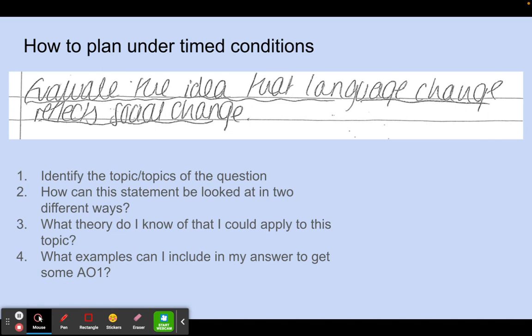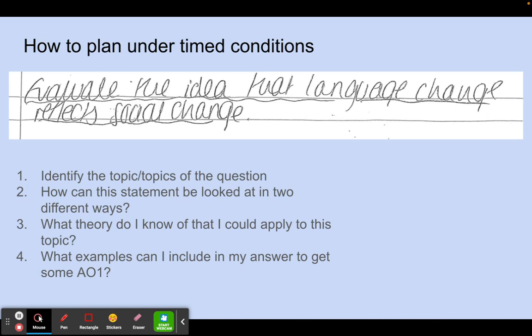Planning is one of the most fundamental things that you need to do for any question in English, mainly because it's a very quick way for you to plan out your line of argument, which is going to increase the chances that you will get more marks for AO1. So everybody needs to plan for their questions.